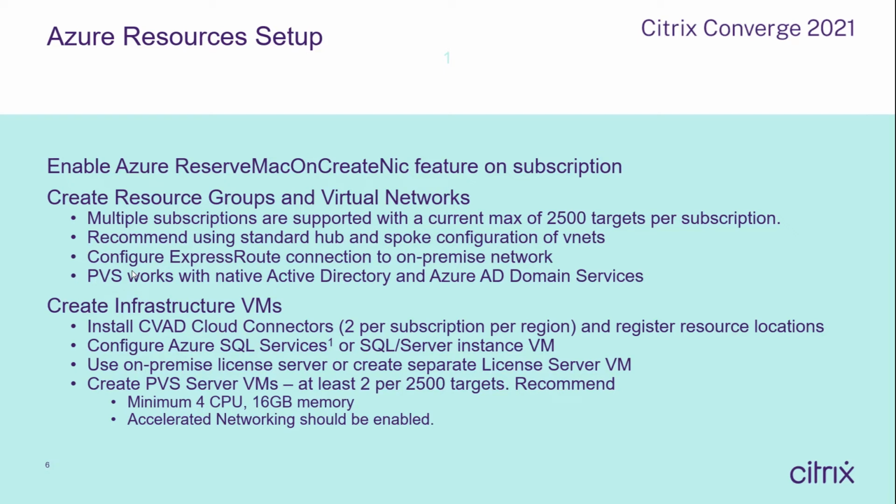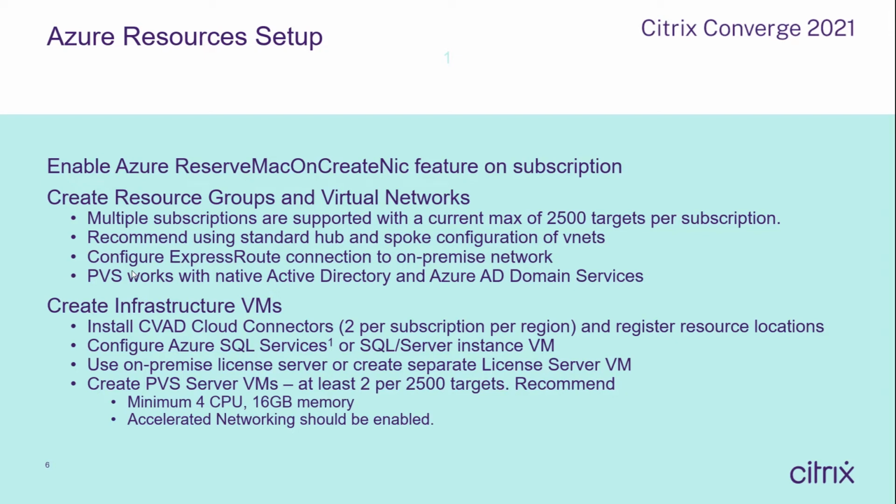Once that's in place, you have to create your infrastructure VMs. So you do need to have CVAD cloud connectors to talk to CVAD service. This is exactly the same as any other use of CVAD service. You need to configure your Azure SQL services or install a SQL Server instance VM yourself. You can use your on-premise license server, but you can also create a separate license server VM within your Azure subscription, which is probably better from an availability point of view, because it's still there when the connection back to the on-premise data center is down.